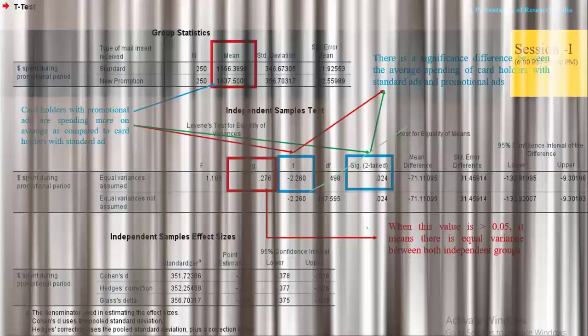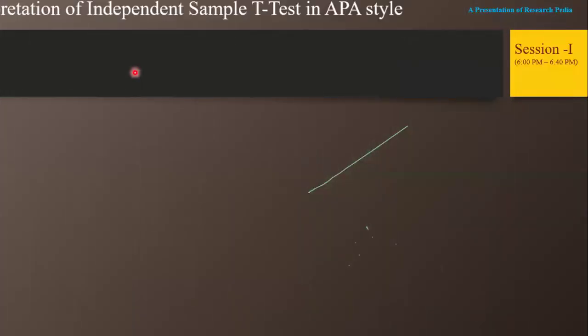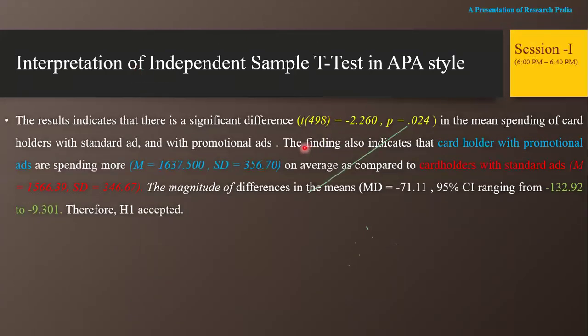We have seen in the previous slides that the card holders with new promotional ads were spending more on average as compared to the card holders with standard ad. So we may highlight this in the interpretation, that the finding also indicates that card holders with promotional ads are spending more, along with their mean value, which is 1637.50 with a standard deviation of 356.70 on average, as compared to the card holders with standard ads, whose mean is equal to 1566.39 with a standard deviation of 346.67. All these values are extracted from the previous table.